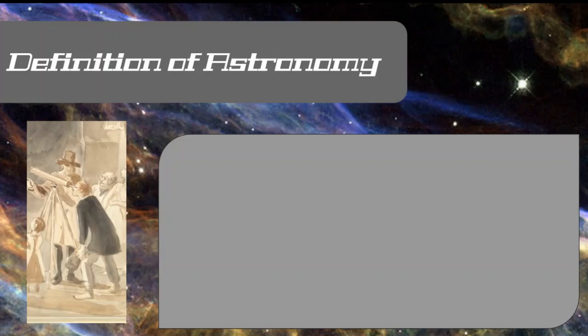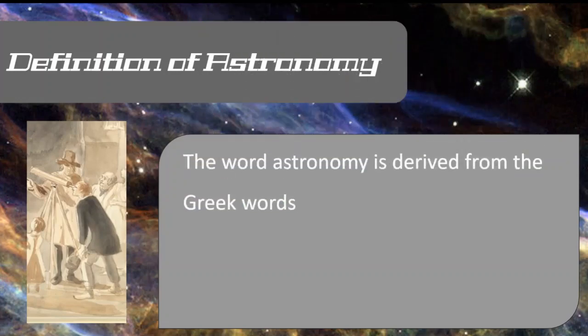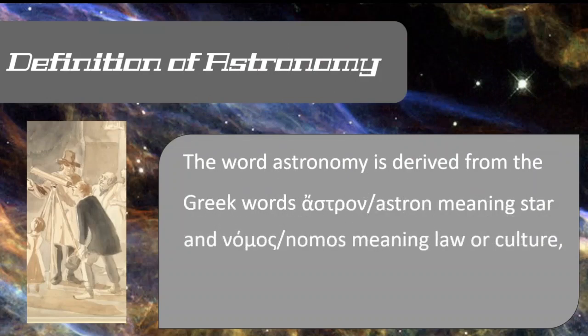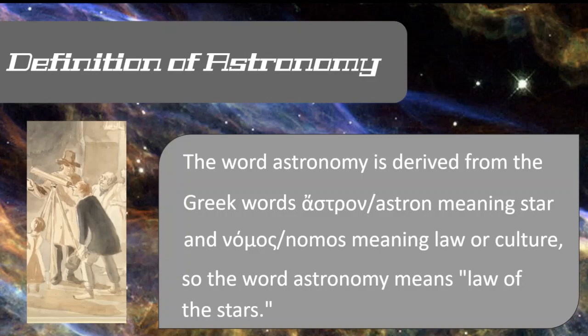Definition of astronomy. The word astronomy is derived from the Greek words astron, meaning star, and nomos, meaning law or culture. So the word astronomy means law of the stars.